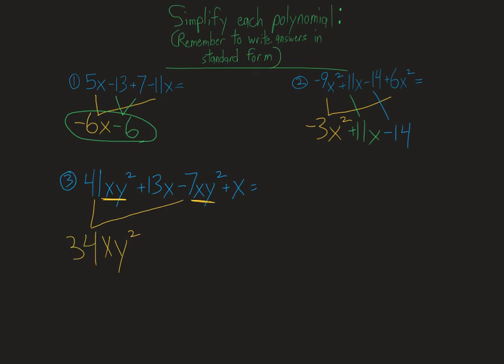Go to my next. What do we got? 13x plus x. What's there if we don't see anything? Don't forget your invisible 1, so that's actually plus 14x. And there you go. Simplified and in standard form.